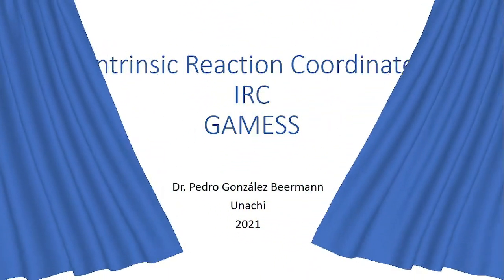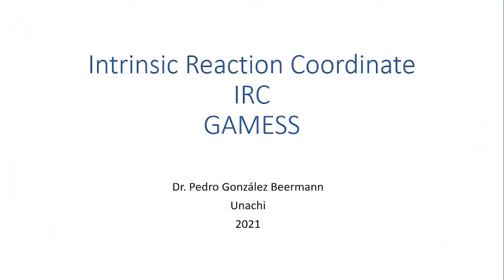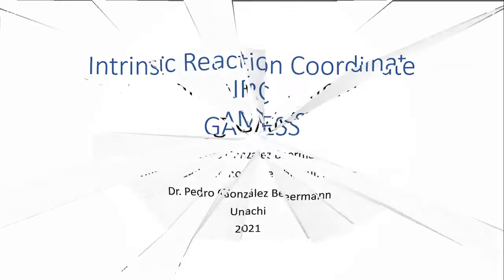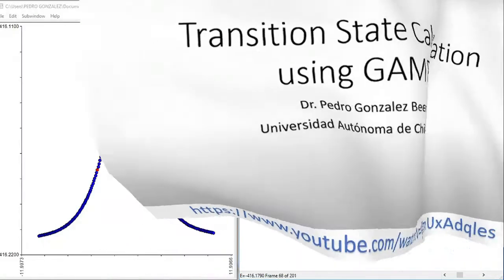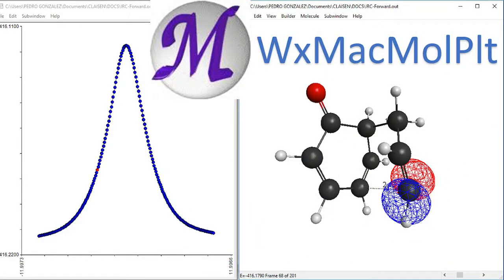This time we will explain how to calculate intrinsic reaction coordinates (IRC) in GAMESS. This tutorial is a continuation of a previous one in which we explain how to calculate the transition state using the GAMESS program. If you haven't seen it yet, I suggest you check it out, as we will be using the structure resulting from the transition state calculated in that tutorial.